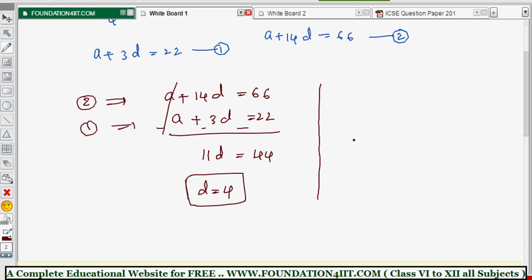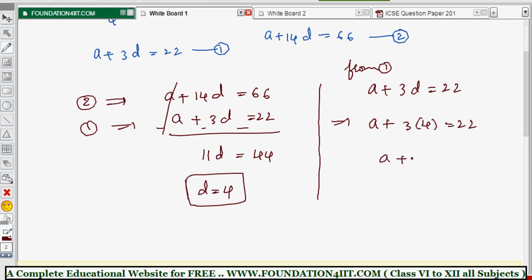Then we can find the a value. We know a plus 3d is equal to 22 from equation 1. We need to find a, 3 into d, which is 4, is 12. So a plus 12 is equal to 22. Then a is equal to 22 minus 12, which is 10. So the first term is 10 and the common difference is 4.